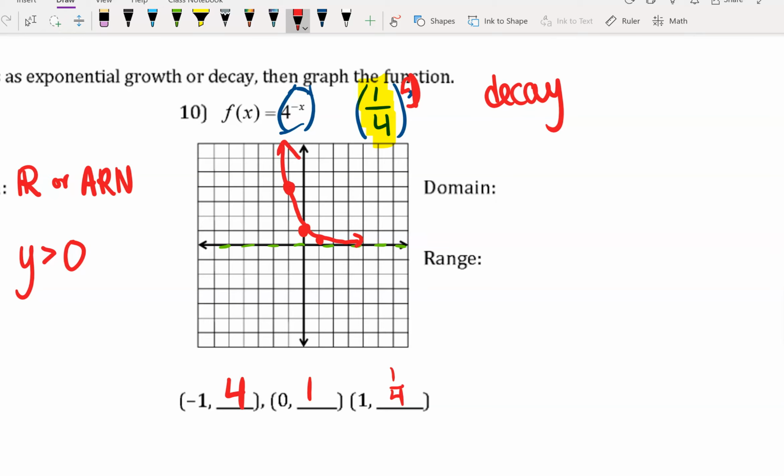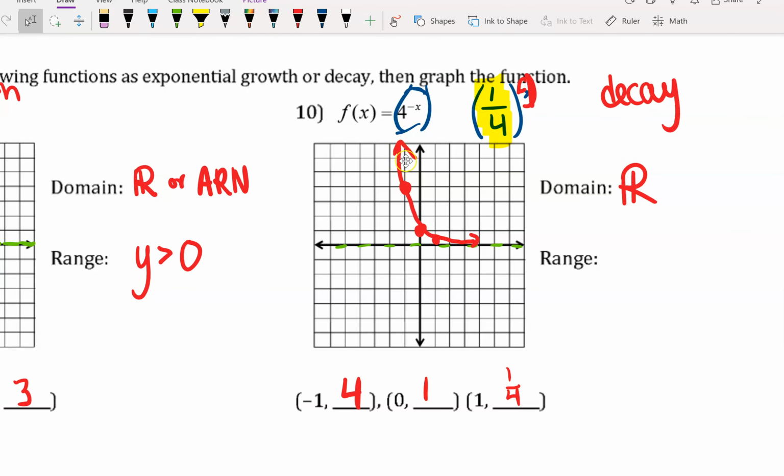Domain, how far left and right does it go? Should go forever, so all real numbers. Range is how high up and down it goes. It still goes forever up. It still does not go below 0. So your range is going to be y is greater than 0.